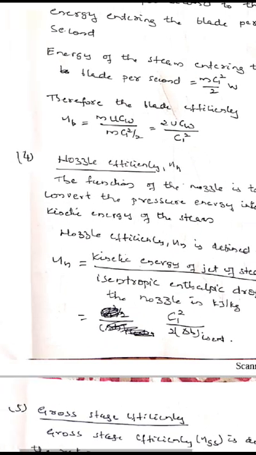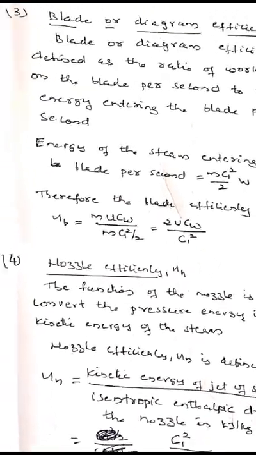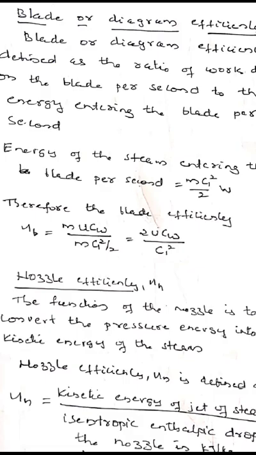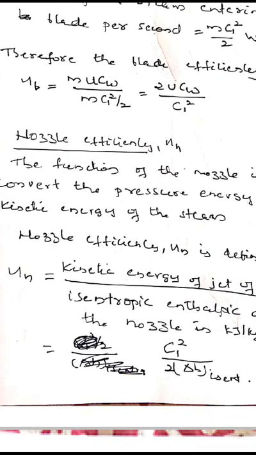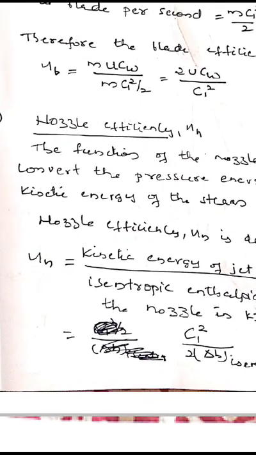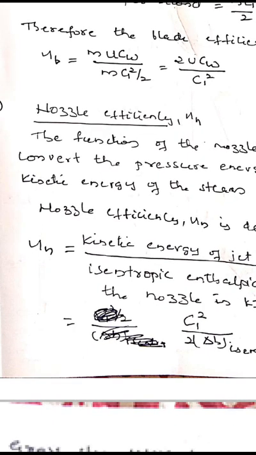Dear students, now we will study the various efficiencies of a steam turbine. First, the nozzle efficiency. What is the function of a nozzle? In an impulse turbine, it converts pressure energy into kinetic energy. So the kinetic energy of the steam is developed at the cost of the enthalpy drop occurring in the nozzle.